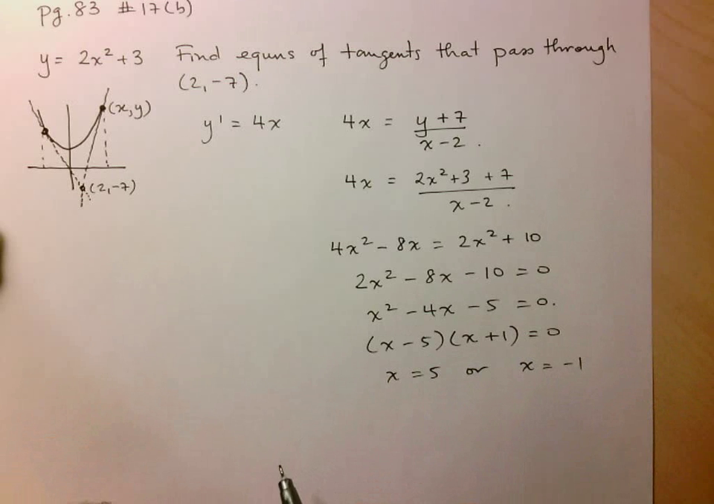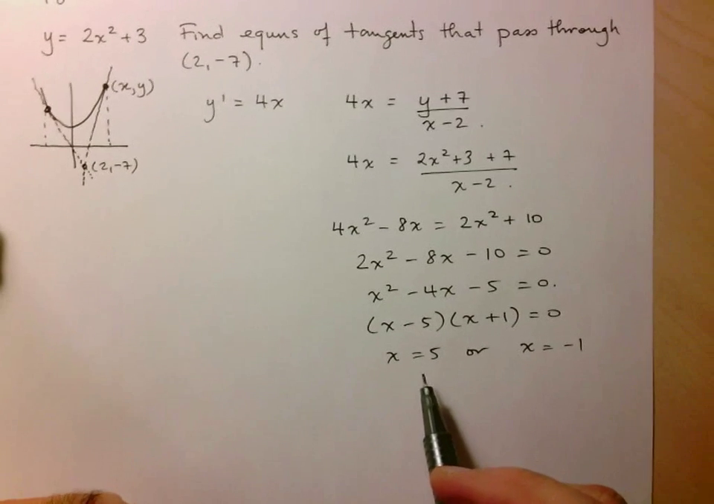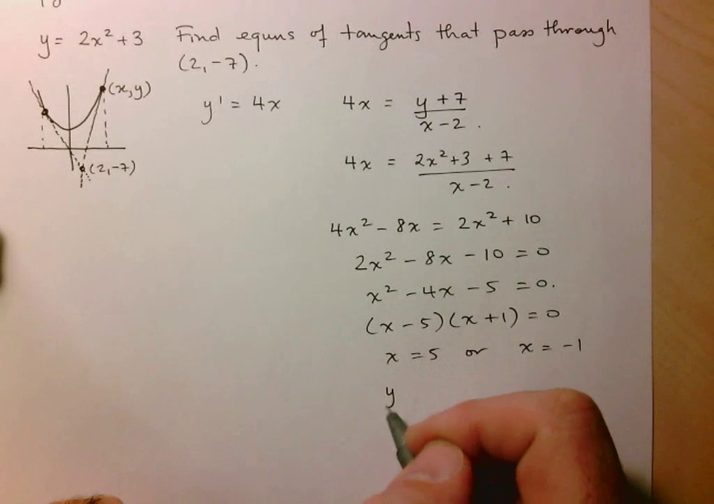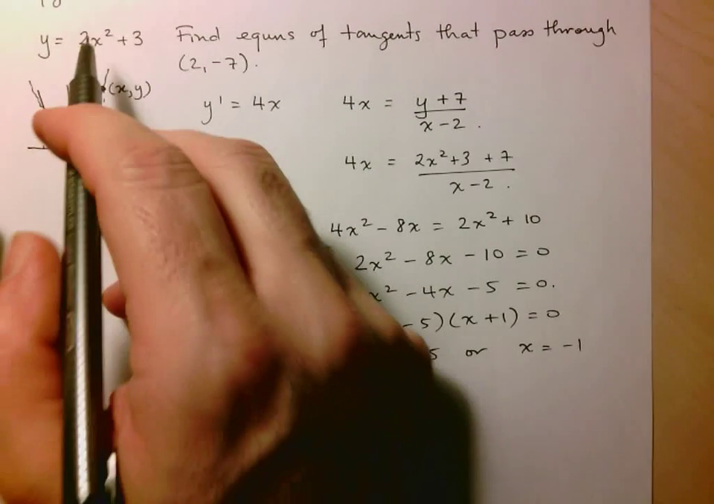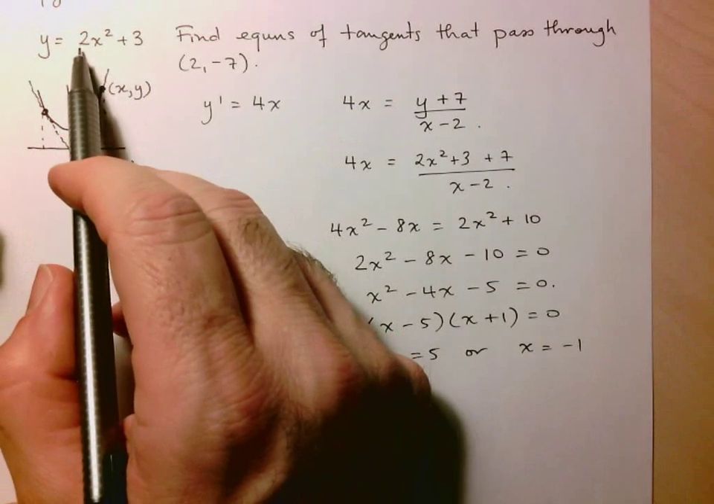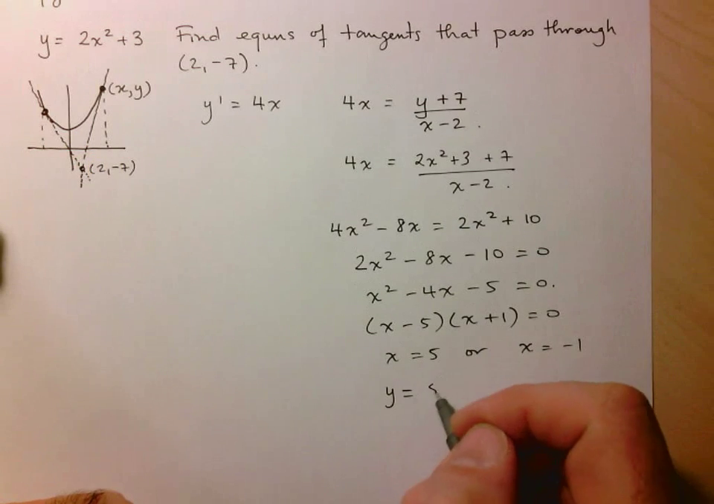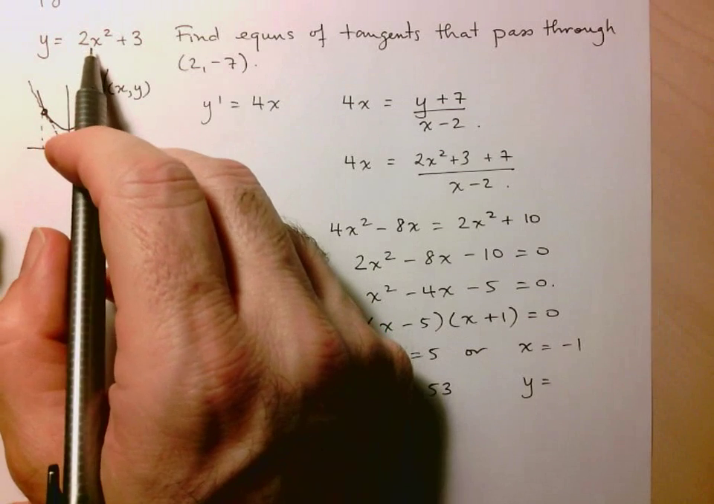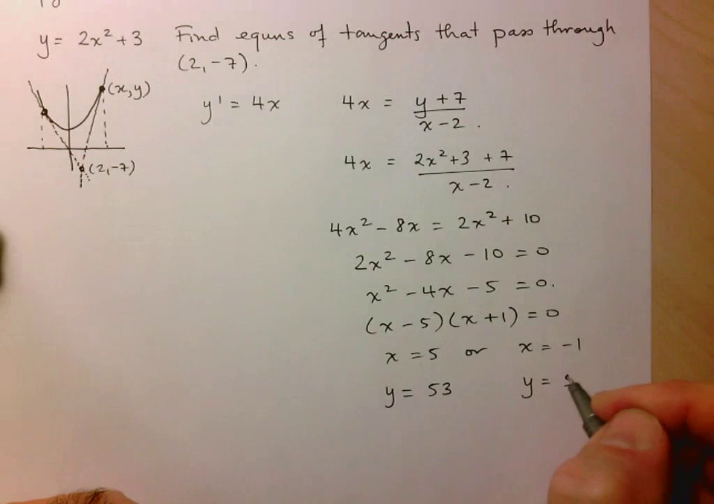Okay? But of course, they weren't just looking for the x values at which this occurs. They're looking for the equations of the tangents. But now that I have these x values, I can now find the y values. So here, let's stick 5 into the original equation. So 2 times 5 squared, so 2 times 25 is 50, plus 3, 53. Okay, and here let's stick -1 into the equation. So 2 times -1 squared, which is 1, so 2 plus 3 is 5.